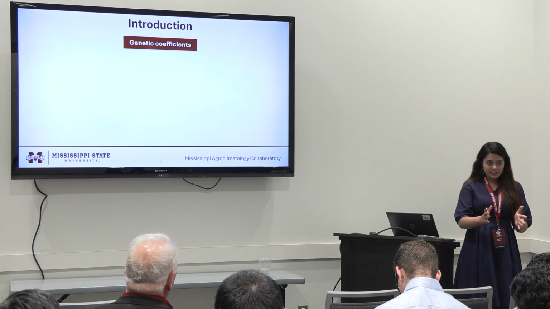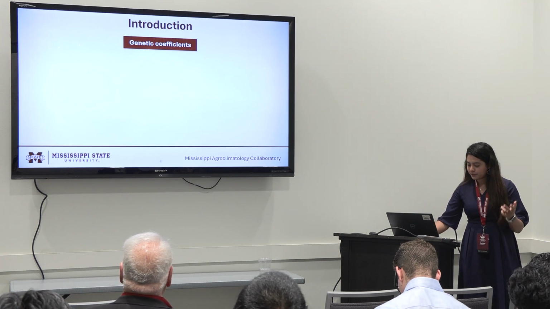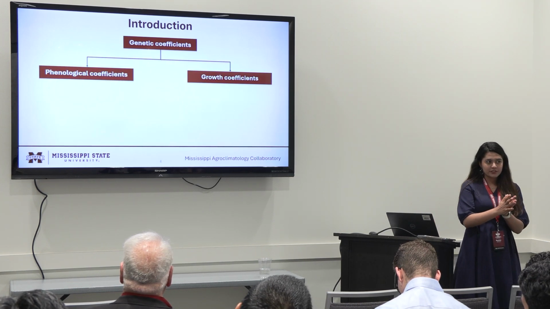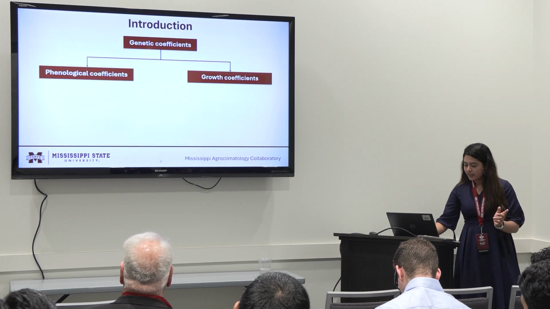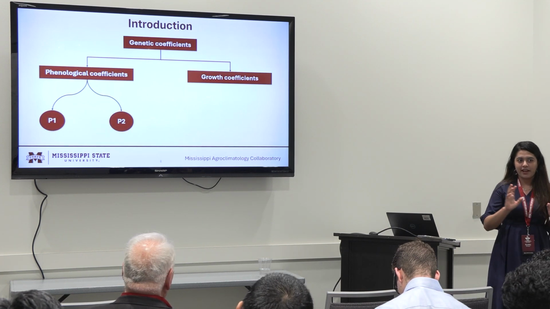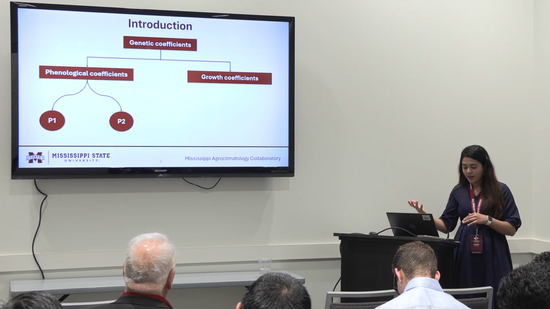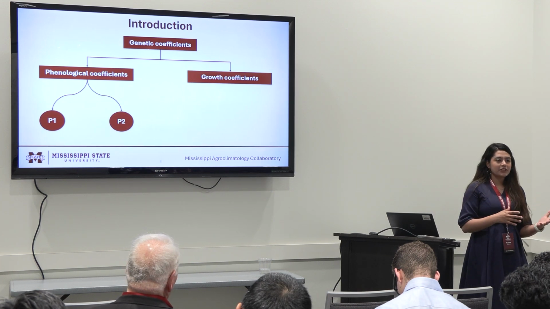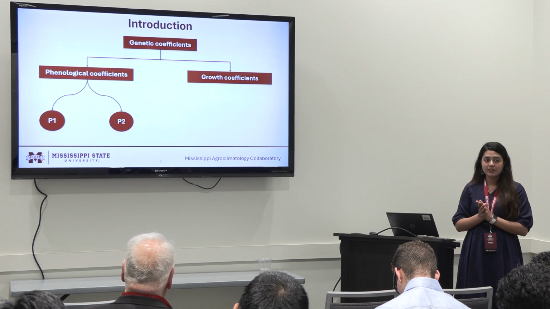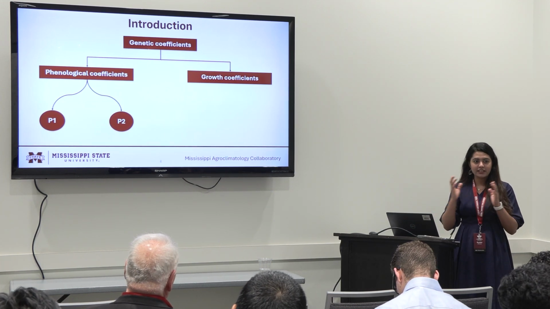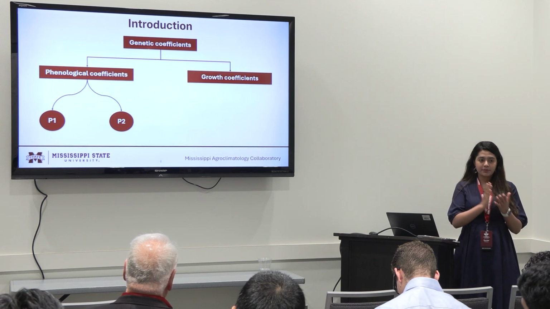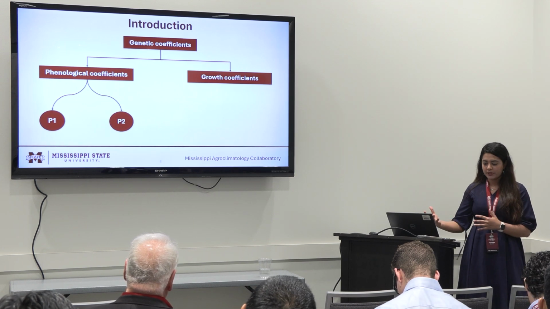So what are genetic coefficients for maize? We have two different kinds of coefficients, phenological coefficients and growth coefficients. For phenological, we have P1 and P2. I'll quickly describe this terminology because it will come along. So P1 is the expression of growth in terms of growing degree days in corn. P2 is the expression of growth in terms of photoperiod.